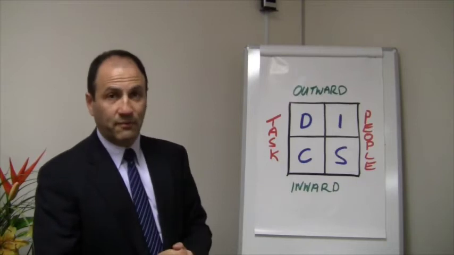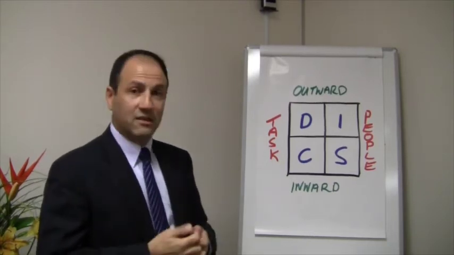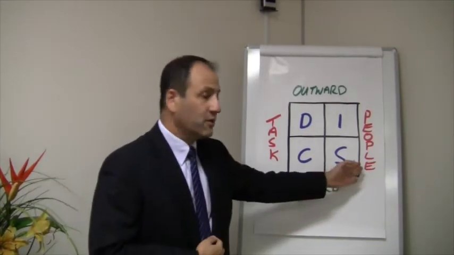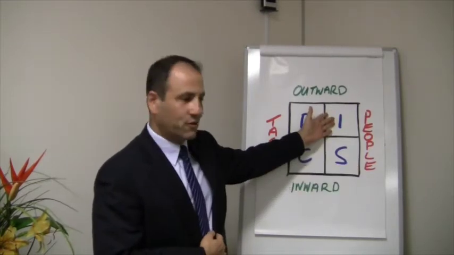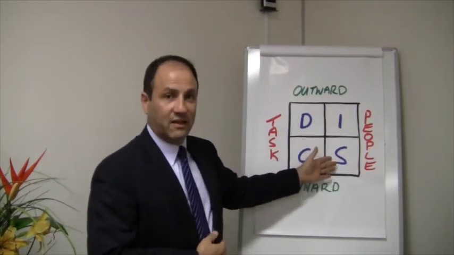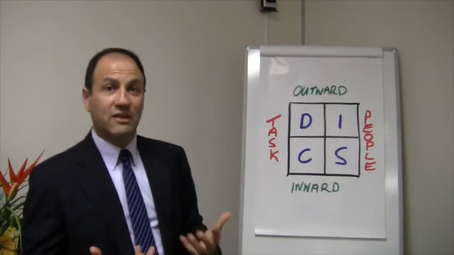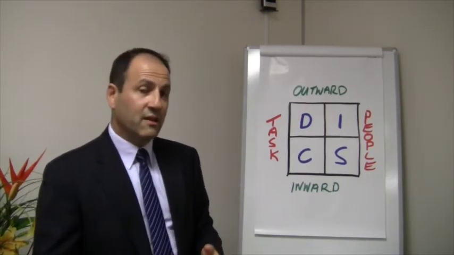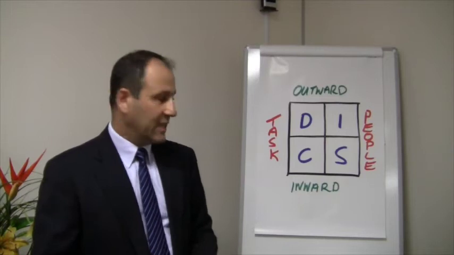S stands for stable. Now, a stable personality is someone who is very people-oriented, but rather than talking about themselves all the time, they're interested in their team. Now, in Australia, about 50% of our population would be S personalities. They're usually the glue that holds the team together.